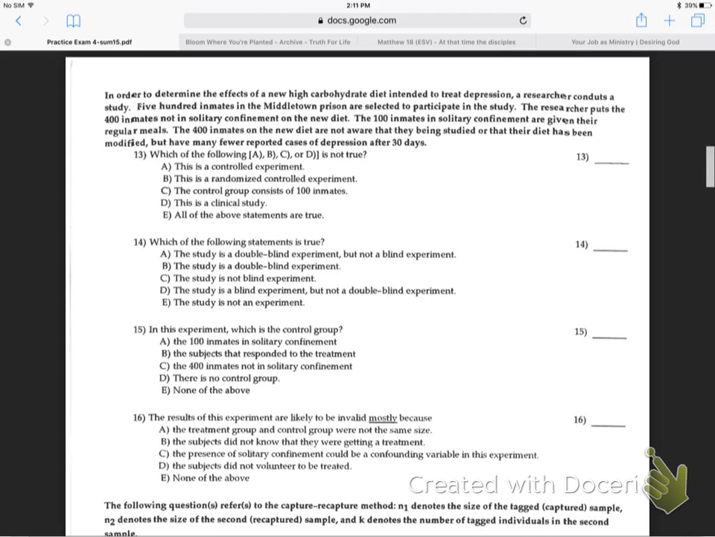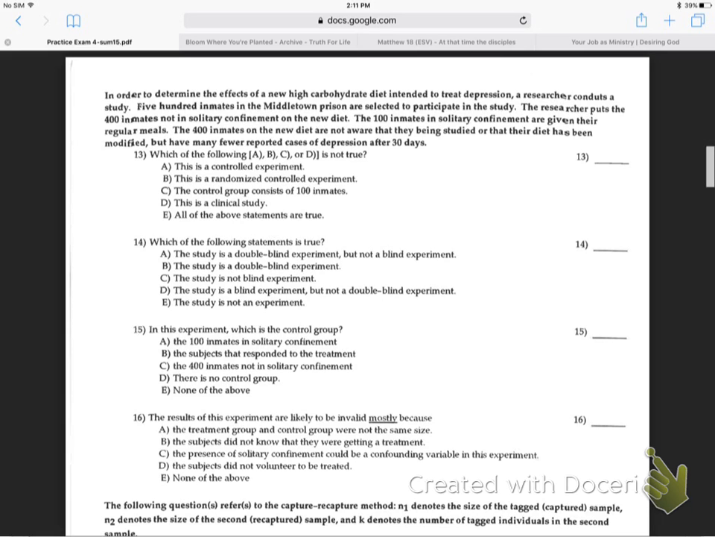In order to determine the effects of a new high-carbohydrate diet intended to treat depression. So what's the goal? That was the most important statement almost right there. What are they doing with this high-carbohydrate diet? Treat depression. So remember what they're trying to do. That drives everything else.